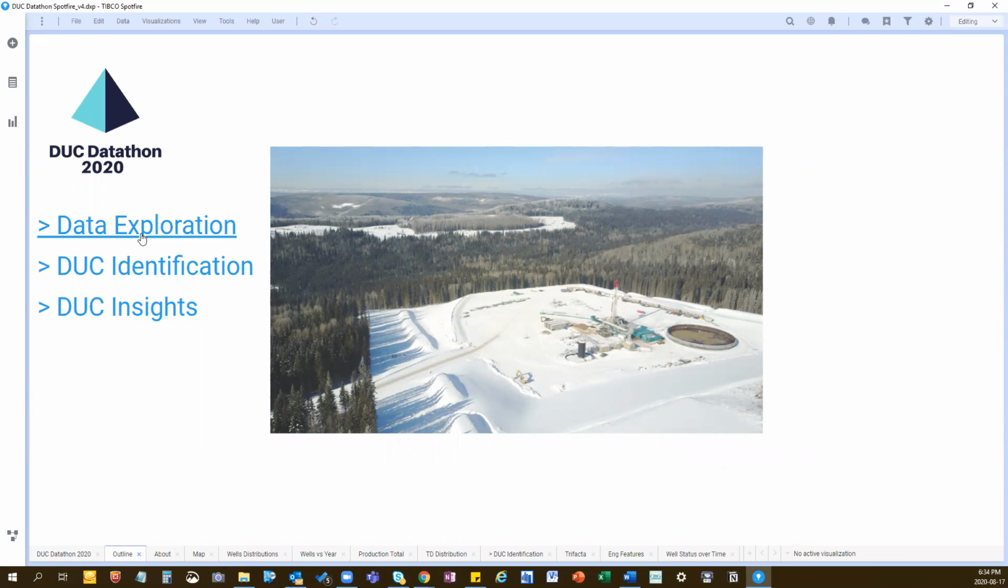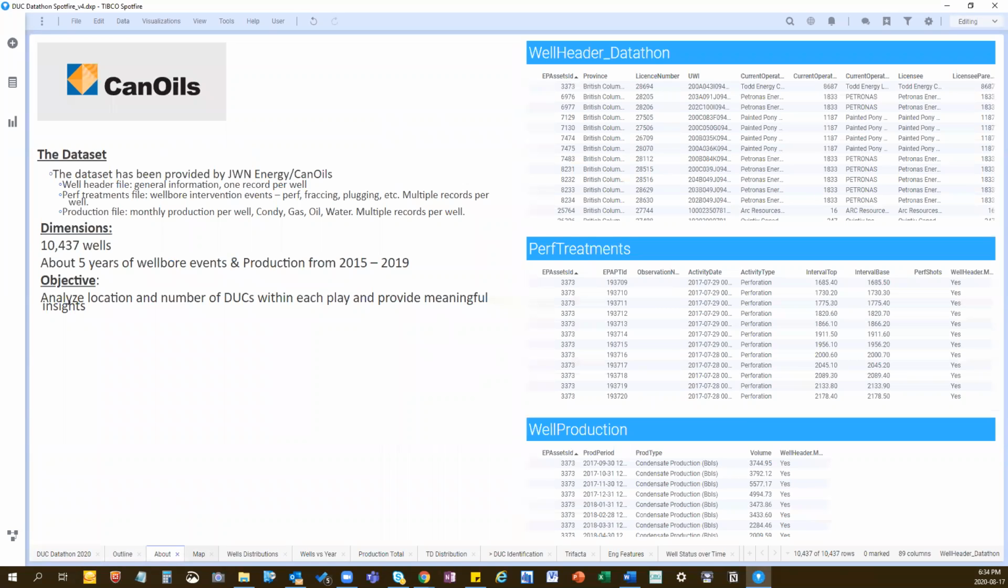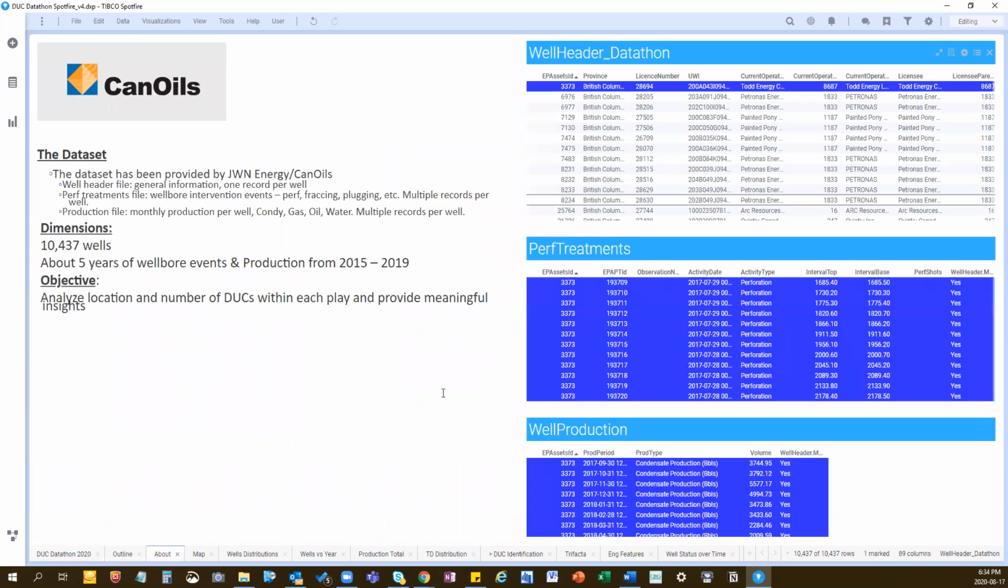The data was provided by JWN Energy and Can Oils. Wellheader file had general information and had one record per well. Perforation treatment file had completion events, and production file had production history. Both files have multiple records per well.